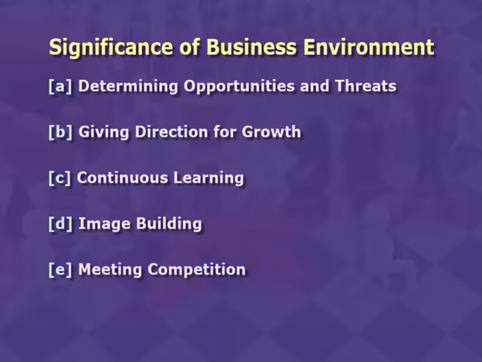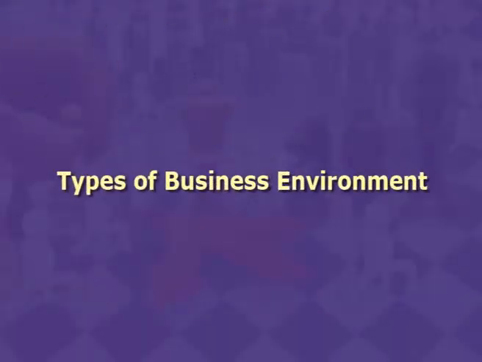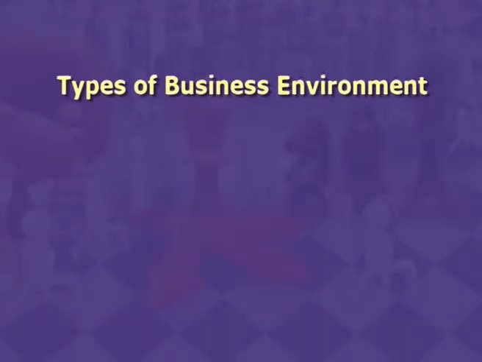E. Meeting competition. It helps the firms to analyze the competitors' strategies and formulate their own strategies accordingly. F. Identifying firms' strengths and weaknesses. Business environment helps to identify the individual strengths and weaknesses in view of the technological and global developments. Now, we discuss types of business environment.